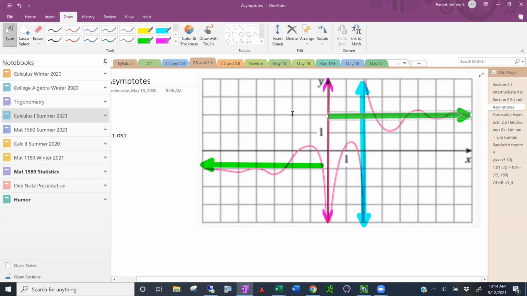Now this graph has some other asymptotes as well. You can see a couple of vertical asymptotes, one at 0, one at 2. So there's no limit to the number of asymptotes you have, but there is a limit to the number of horizontal asymptotes that you can have.